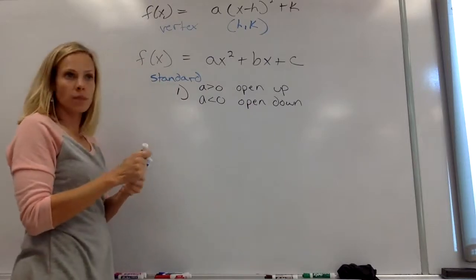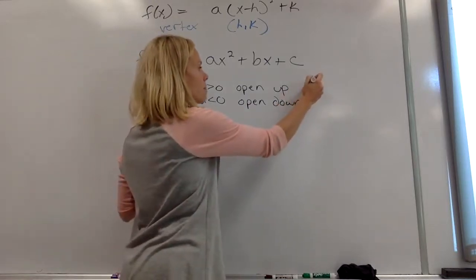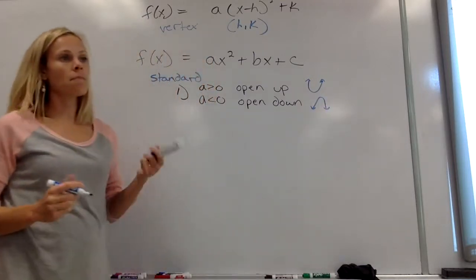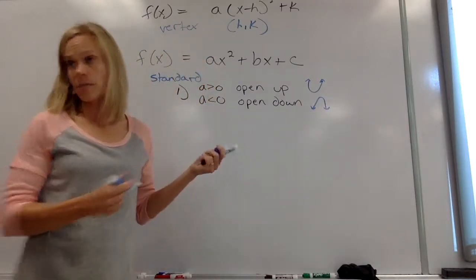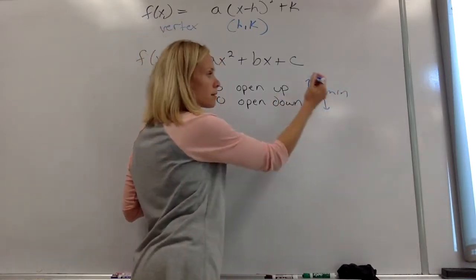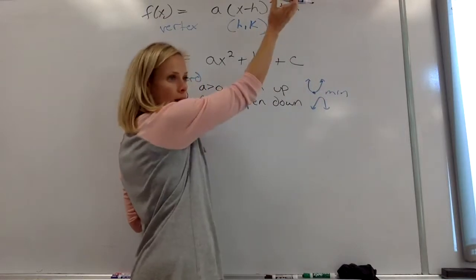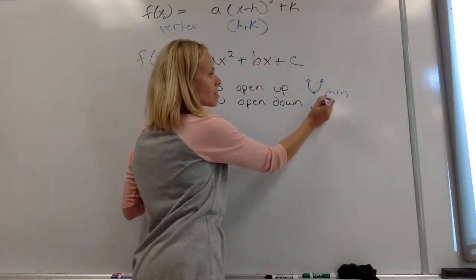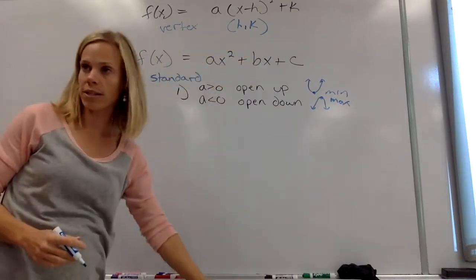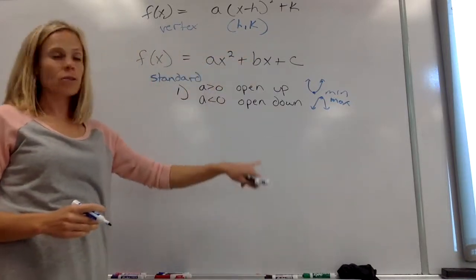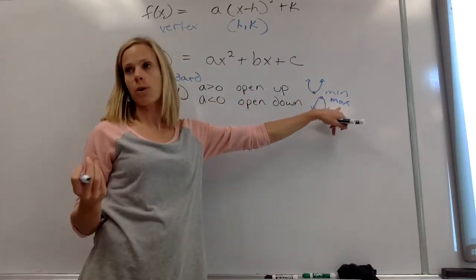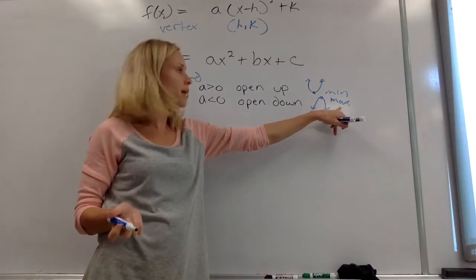So 2 things with this. If it opens up or if it opens down, one of them is going to be a minimum and one of them is going to be a maximum. If it opens up, that is a min because it's a minimum value. I'm only going up. If it opens down, that's a max value because I can only have a maximum height and I'm only going down from there. So if it opens up or down determines min or max, and that's the first important property of a quadratic, if it's a minimum or maximum.